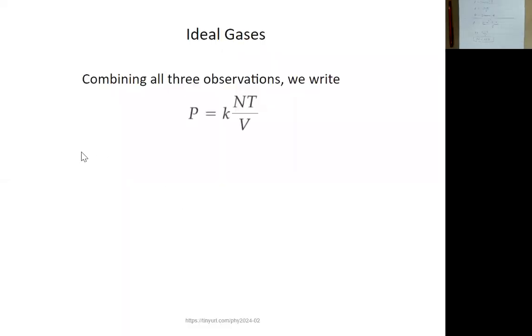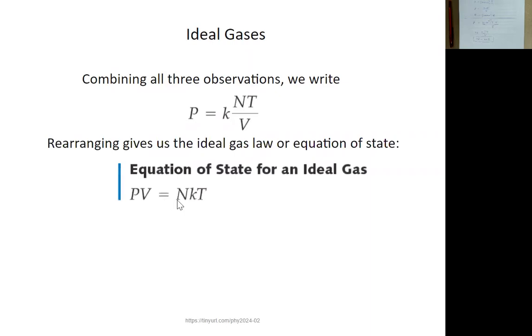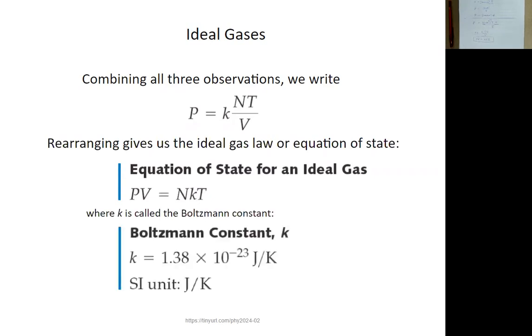So let's take a look here on the slides. This is what we have: pressure is equal to a constant number times N times T over V, or rearranging the terms, P times V is equal to N small k times T. This equation is called the equation of state for an ideal gas, or sometimes called the ideal gas law, where it turns out that this k constant is the Boltzmann constant, which is equal to 1.38 times 10 to the minus 23 joules per Kelvin.